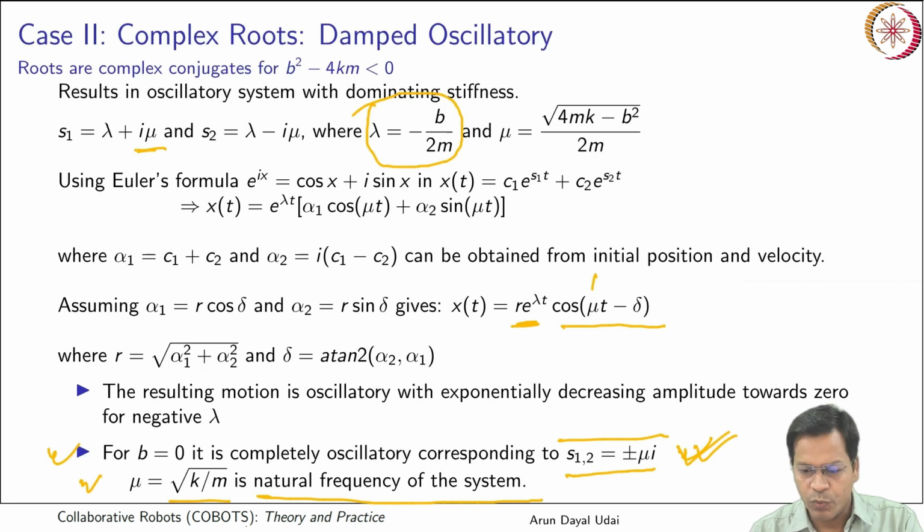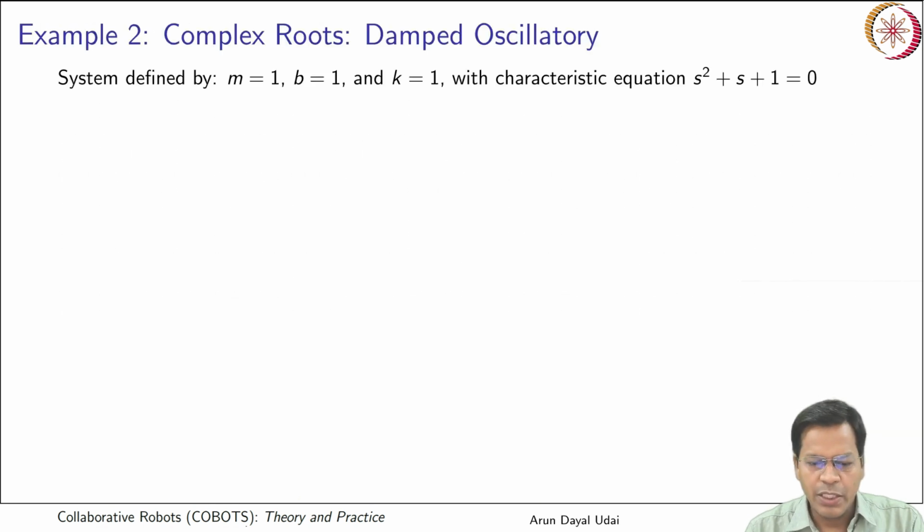So you have mu, that is the angular frequency of the cosine. You see mu was here, and what was mu? You just substitute b equal to 0 here, and you get mu equal to square root of k by m. That shows the natural frequency of the system with which it will oscillate. Now let us see how to plot this with a similar system.